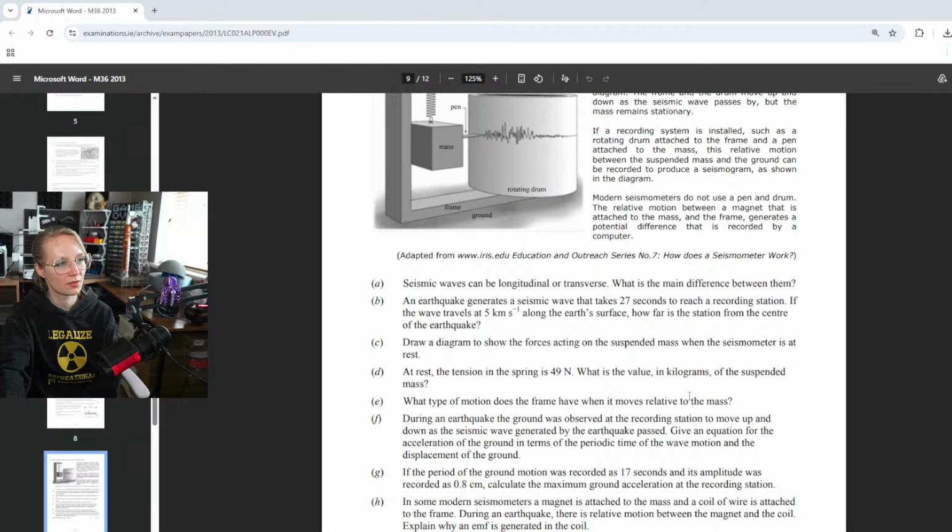All right. Well, as you can see, the Leaving Cert physics exam paper is a lot different than the applied maths. But today we're focusing on applied maths, so that's what we're going to do today.